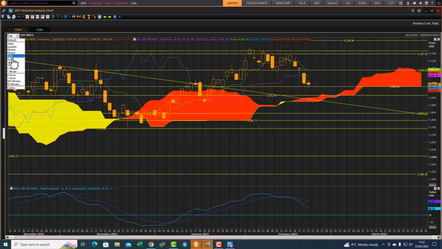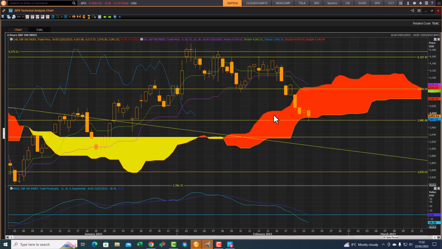Now on the 4-hour Ichimoku, if we just look at that, 4 hours, you can see how they ran into resistance. Beautiful reversal candle, indecisive, kind of a spinning top.